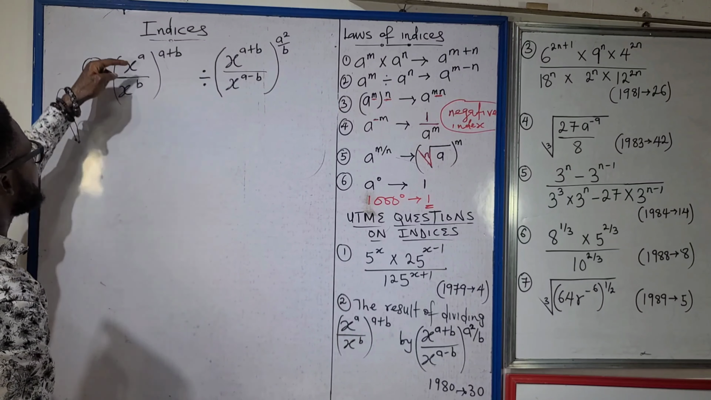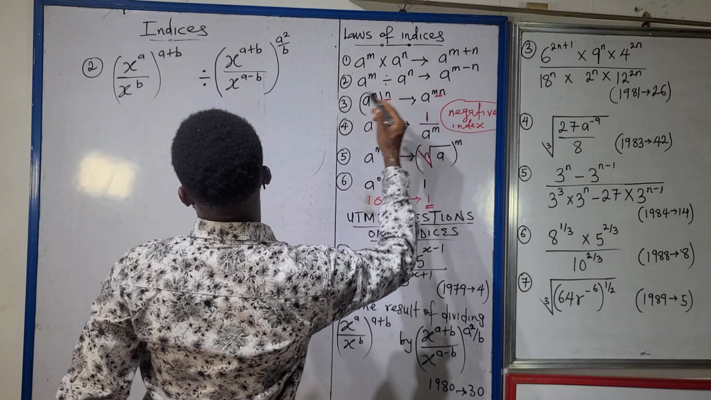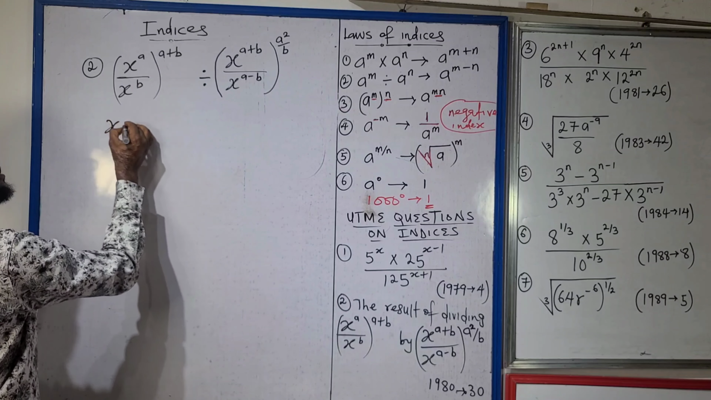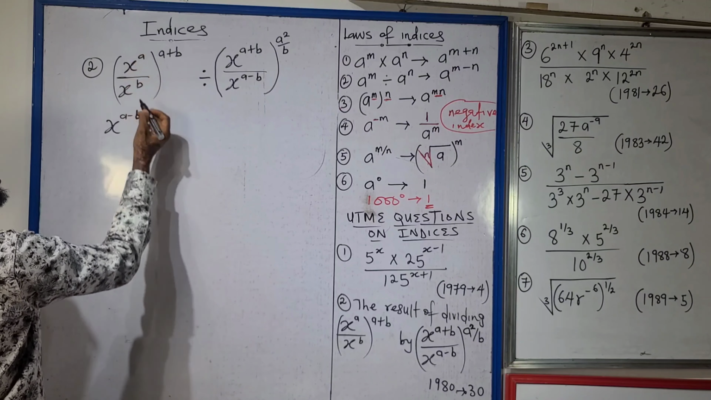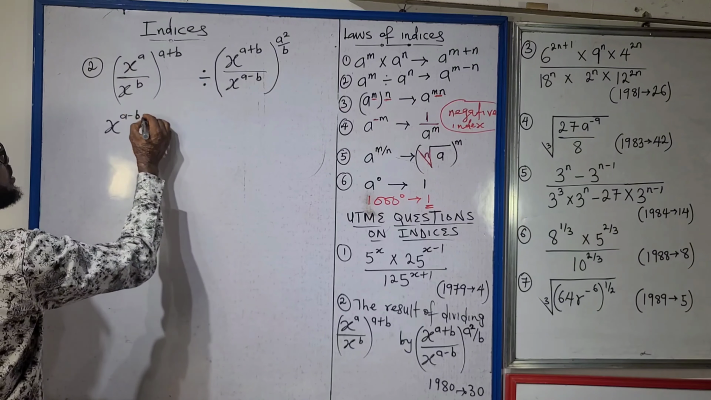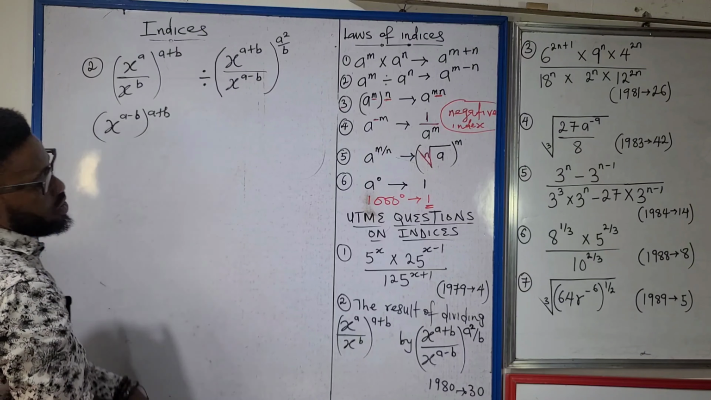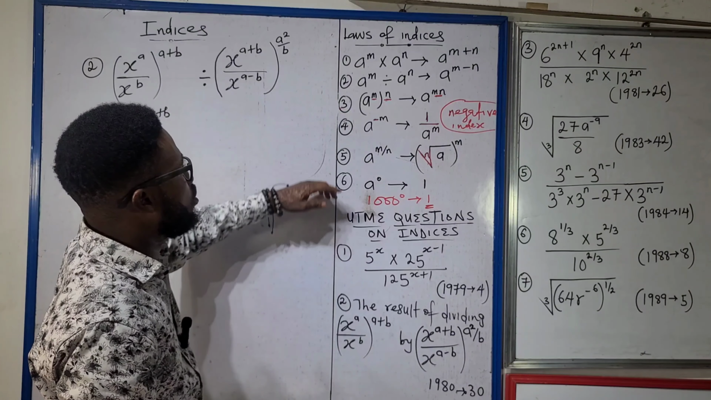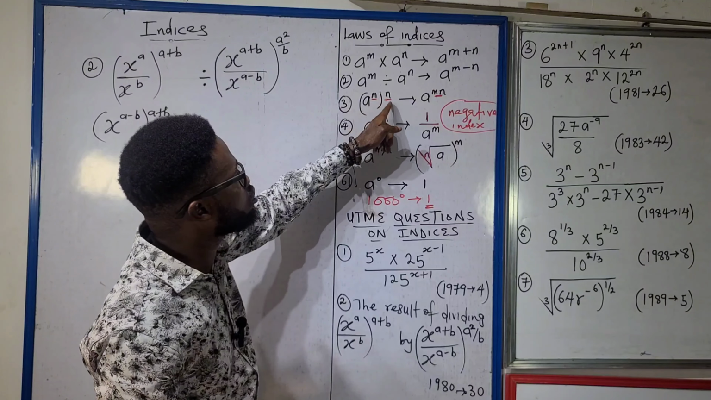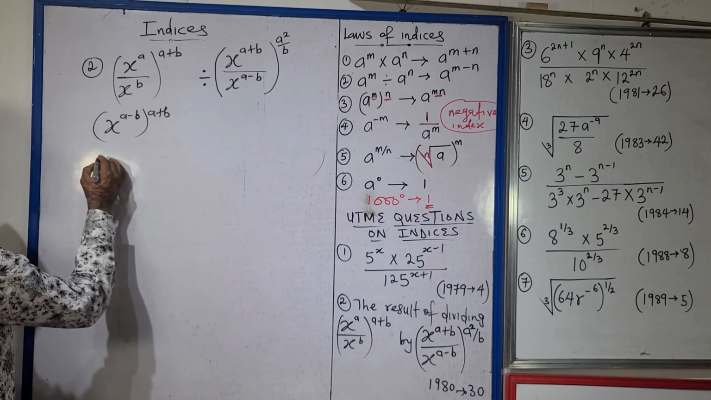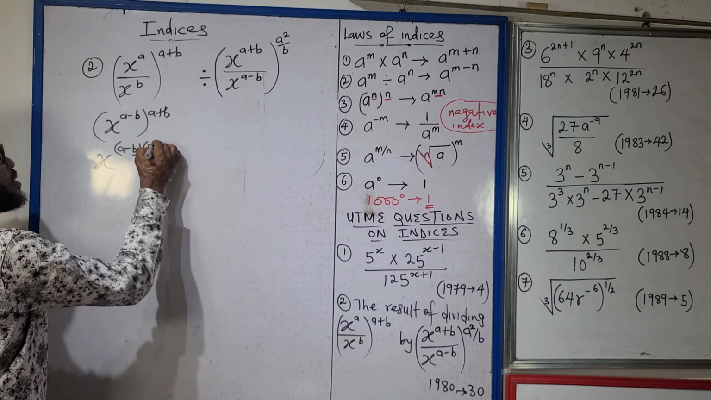Now looking at this, according to division law, you subtract. So what this means is x raised to the power a minus b, because of course the same base, close the bracket, a plus b. Then for this, you apply your product power law. When you have a power in here and a power outside, what you do is you multiply. So what this means is x raised to the power a minus b times a plus b.